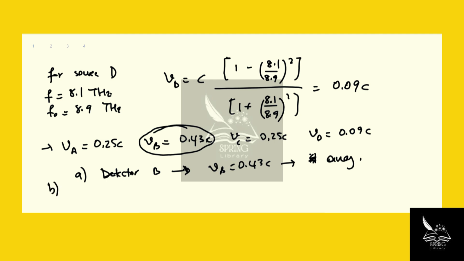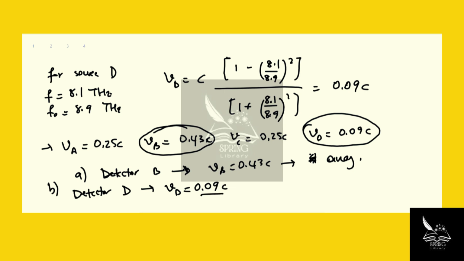Now in part B, we're asked a similar question. Which source is moving at the lowest speed relative to the detector? Which one is it? Obviously, it is this one, the smallest of all. So source D, with the speed of 0.09 c, has the lowest speed. Is that source moving toward or away from the detector? Again, away from the detector.